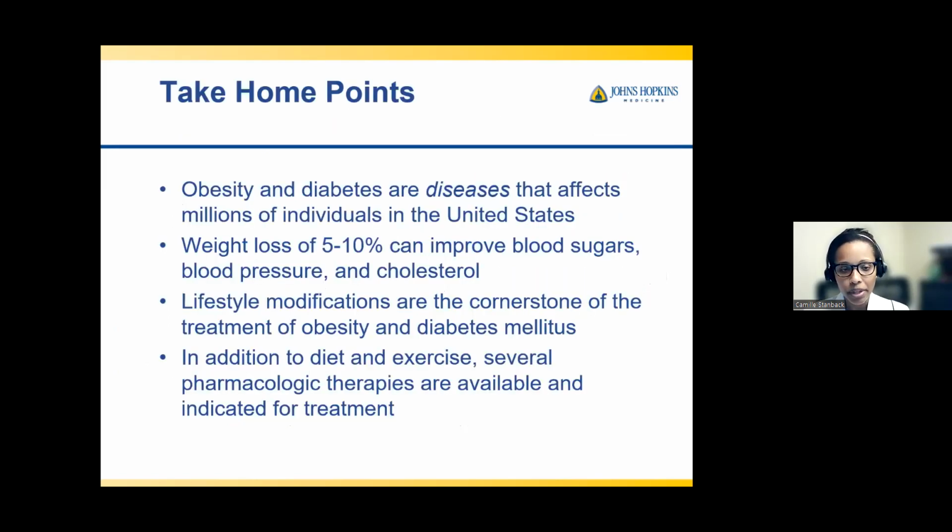So the take-home points as we conclude are that obesity and diabetes are diseases that affect millions of individuals in the United States, as well as cost billions of dollars a year. It's important to address these conditions together as they have many of the same other comorbid conditions and complications. Weight loss of even 5 to 10% can improve blood sugars, blood pressures, as well as cholesterol.